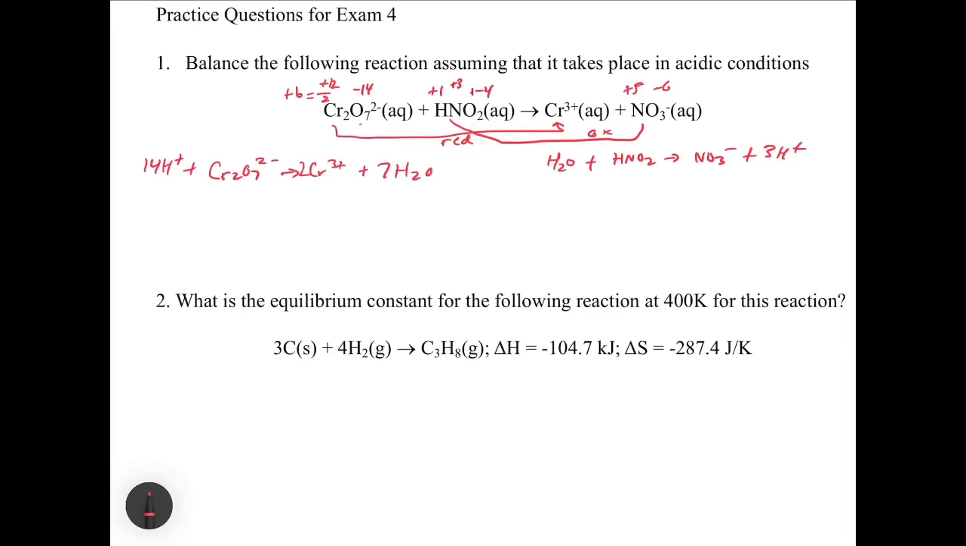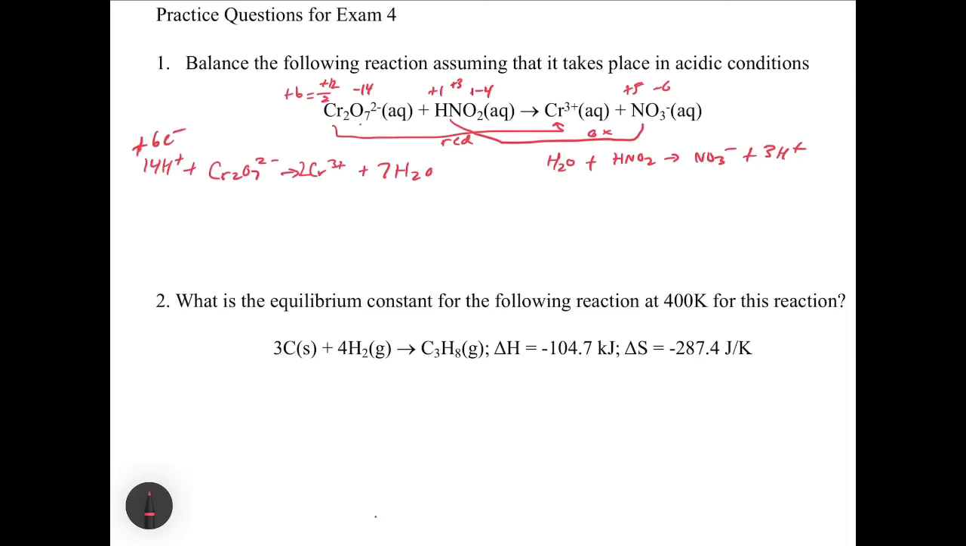So now we have to do our electrons on both sides. Let's look at the chromium half reaction now. For the chromium, we have a grand total of positive 12 on the left and positive 6 on the right. So if you add this up, we have 14 pluses and 2 minuses gives plus 12. We have 2 times 3 plus is plus 6. So that means that we have to add 6 electrons over here on the left side of this reaction.